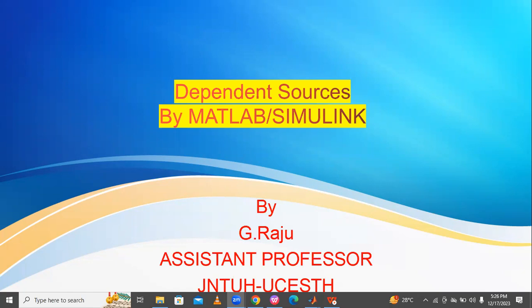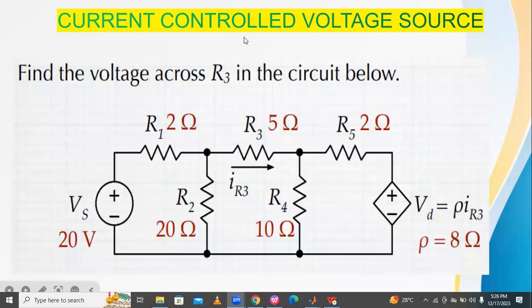First one, current controlled voltage source. It is called a voltage source, and it depends upon this current. That's why it is called a current controlled voltage source, or current dependent voltage source.